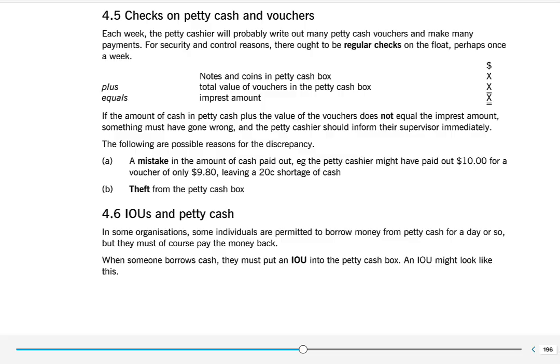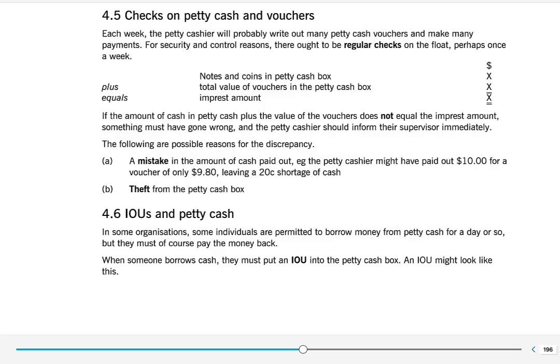How the check is done in real life. Let us imagine you are the petty cash cashier. It is the end of the week. Now you must check the petty cash box. You will do it in a simple order. Step 1. Count the cash in the box. Count all notes and coins carefully.